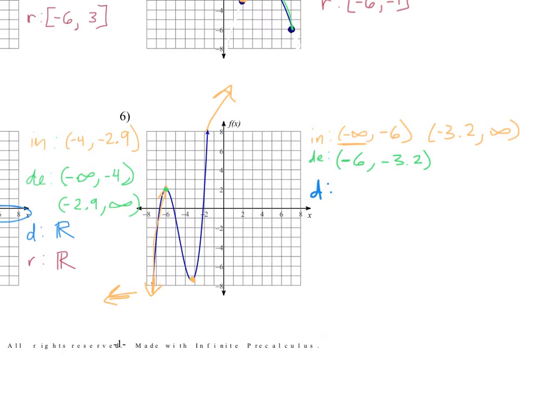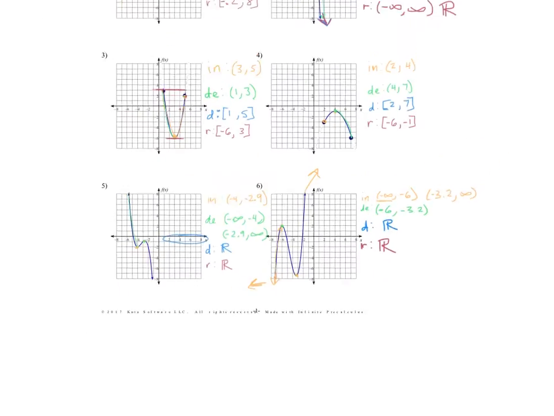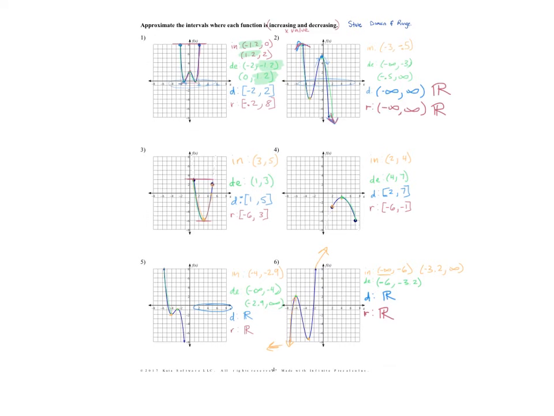What'd you guys get for the domain here? All real numbers. Perfect, all real numbers. And then what about the range? All real numbers. Awesome, all real numbers. Okay, any questions from this page?